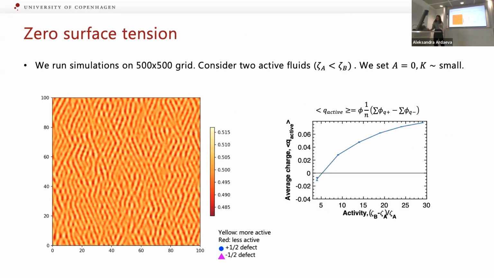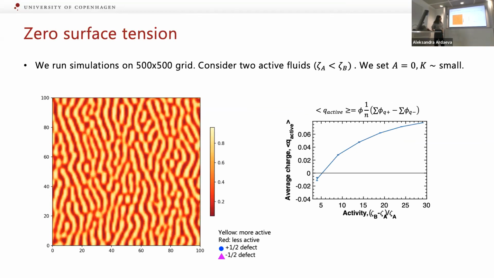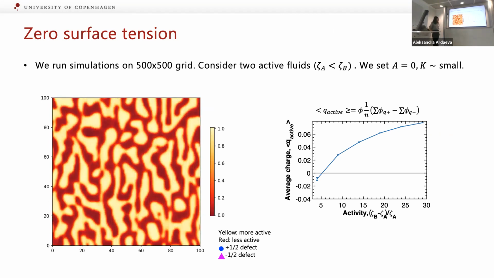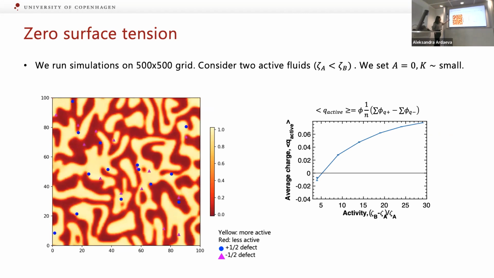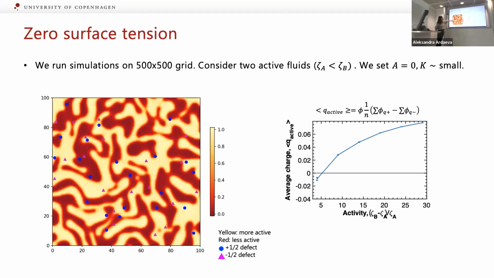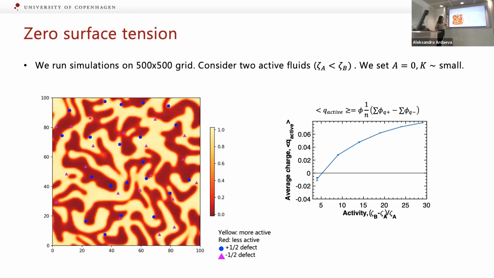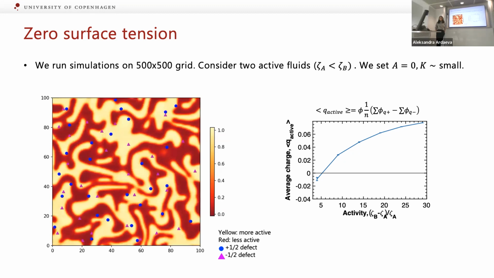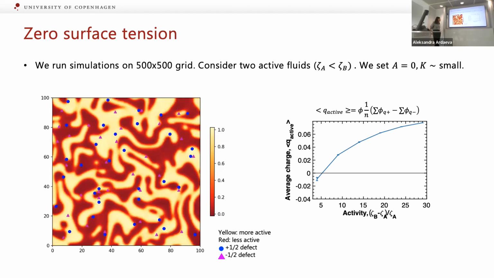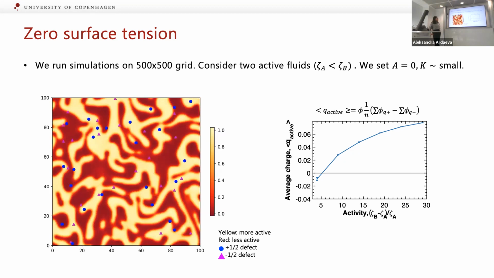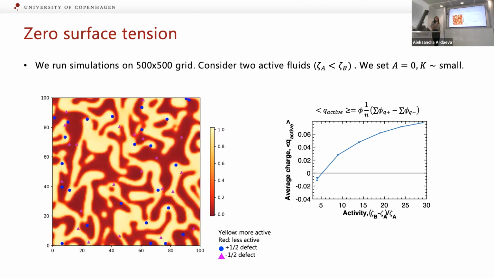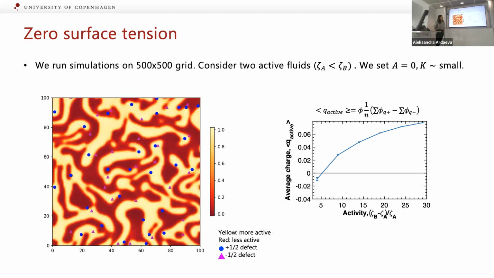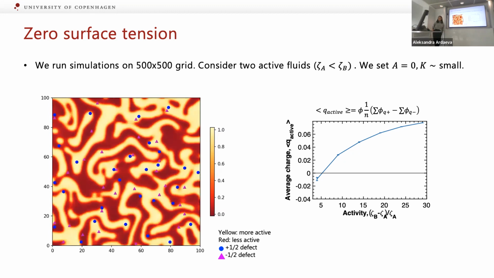So this is an example of how the simulation looks. We start with random initial conditions, and our fluid separates into two. Yellow is more active fluid, and red is less active fluid. You will start having topological defects when the system goes into the active turbulent regime. We also repeated all of this with a passive-active system, and all the results I'm showing here do hold for active-passive systems as well.